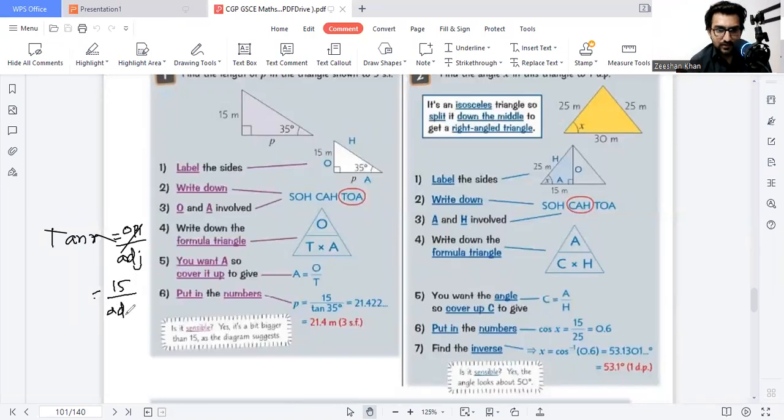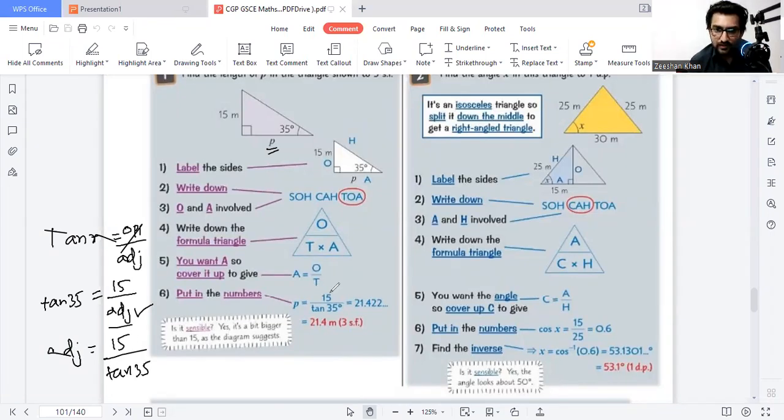divided by adjacent. X is given, 35. And we need to find out adjacent, this P. This is adjacent. So tangent 35. Okay. So I want to find out adjacent. So I will take this up and take that tangent 35 down to the denominator. So adjacent is equal to 15 divided by tangent 35.